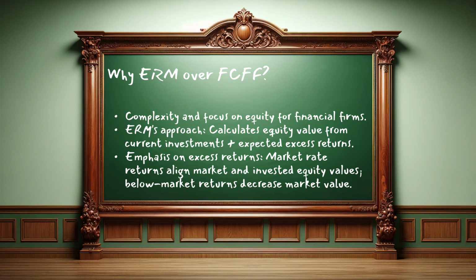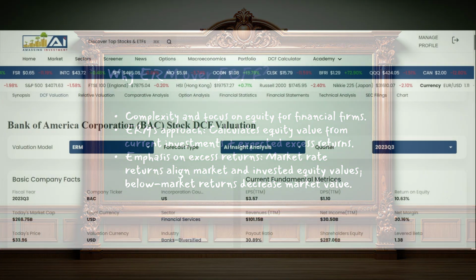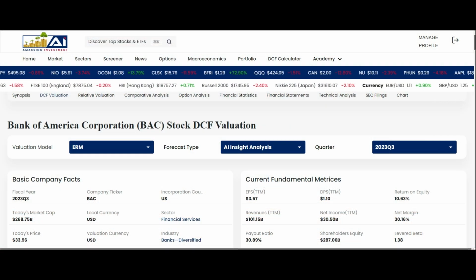The key feature of the ERM is its emphasis on excess returns. Essentially, a firm earning just the market rate of return on equity should see its market value match the invested equity. If the return is below market rate, the market value will fall below the invested equity. Importantly, the ERM also accounts for expected future investments, requiring analysts to predict both the direction of these investments and their potential returns. Since our focus is on financial services firms, let's examine the ERM model for Bank of America.